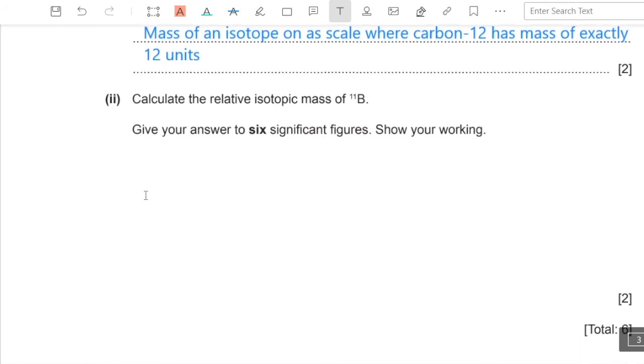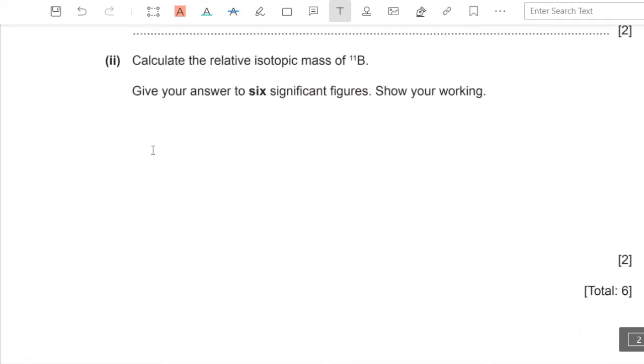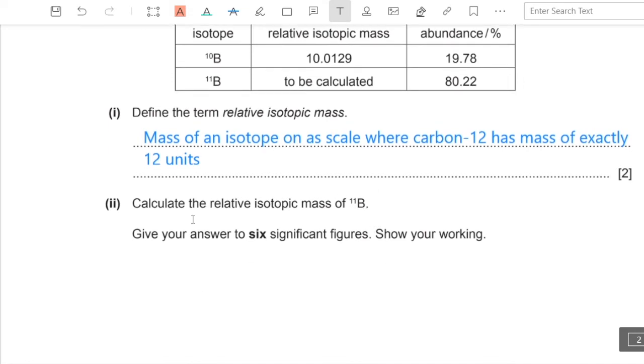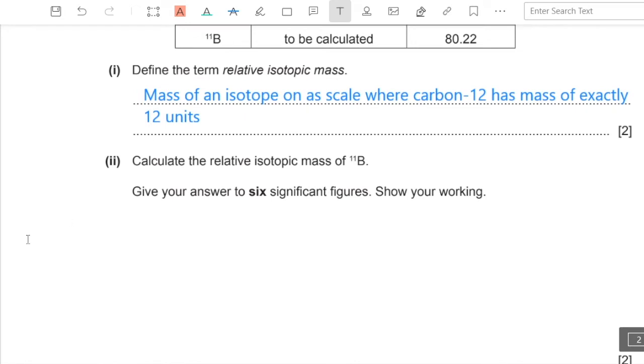Calculate the relative isotopic mass of boron 11. Give your answer to 6 significant figures and show your working. Now here, using the periodic table, you can find out that the atomic mass of boron is 10.8, and then you can use the formula where you add the sum of all of the products of isotopic mass and its percentage abundance, and divide that by 100 to get the average atomic mass, which in this case we'll be using as 10.8. So I'll go ahead and do that.